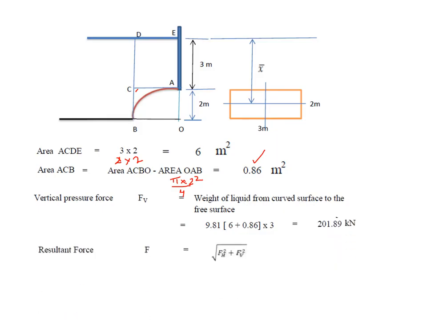So knowing FH and FV, we can find out the resultant force, which is root of FH square plus FV square, which will give you 310.15 kilonewtons. Similarly, if you want to find the direction of the resultant force, it is tan inverse of FV by FH, which gives 40.6 degrees with respect to horizontal. So that is how you find out the total resultant force on the curved surface AP.